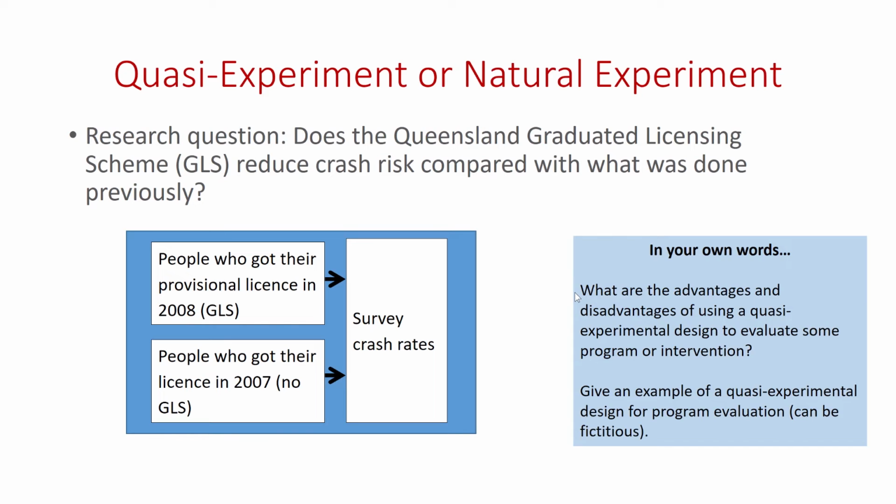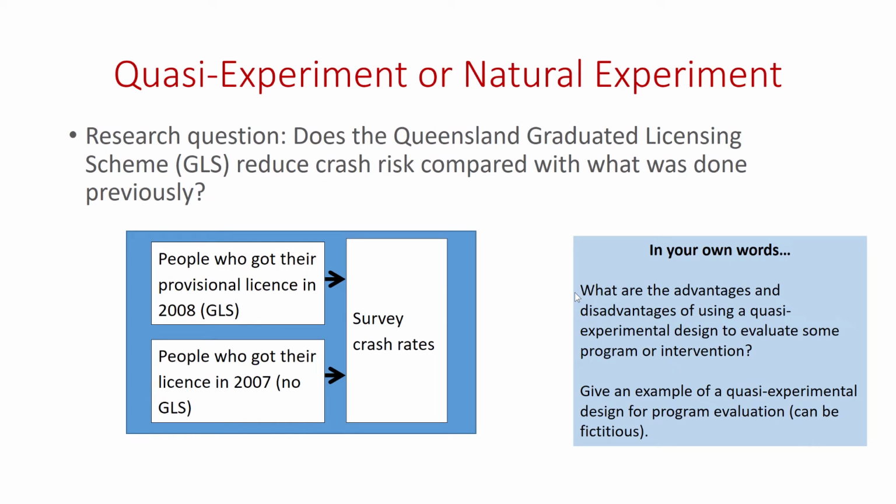Okay, so in your own words, what are the advantages and disadvantages of using a quasi-experimental design to evaluate some program or intervention? So the advantages are often much more practical than compared with a true experimental design, and we're still getting most of the benefits of a true experimental design in terms of being able to come up with convincing evidence to see whether the program is doing what we want it to do. The big disadvantage is that we can't be 100% certain of the underlying causal mechanism behind our results.